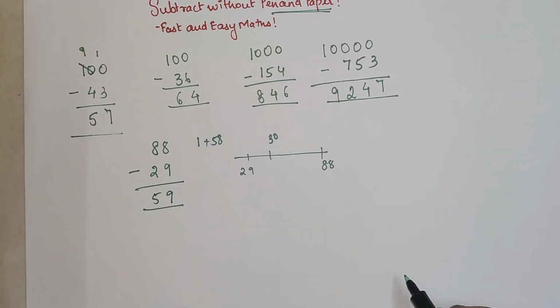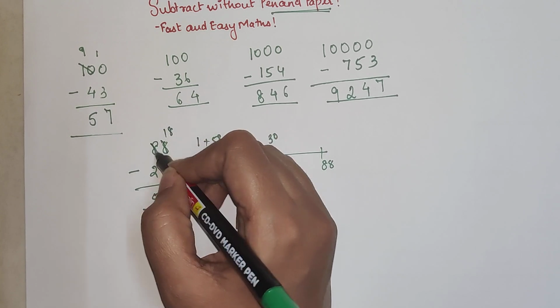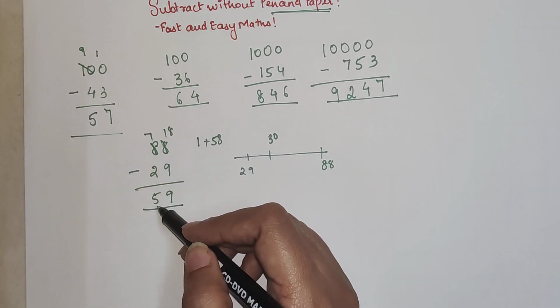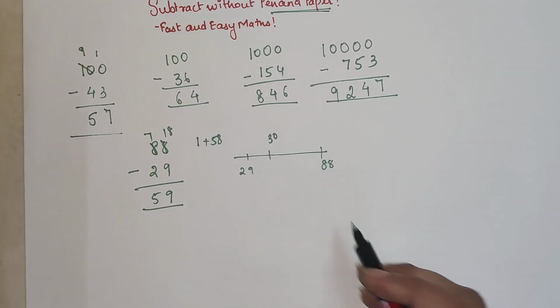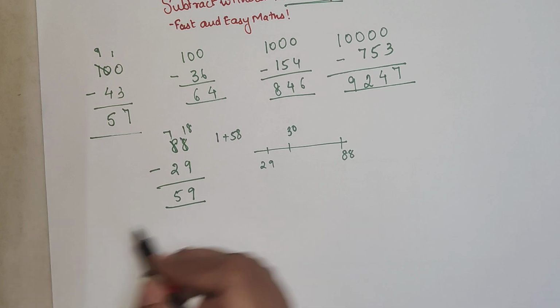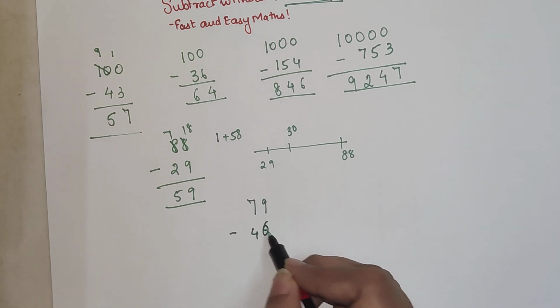So basically your final answer will be nothing but what? 59. Yeah, if you want to see, you can make this 18 and this 7. So 9 taken from 18 gets you 9, and 2 taken from 7 gets you 5, right? But see, this is so much easier. Okay, let's do one more. Okay, let's say we had to do 79 minus 46.